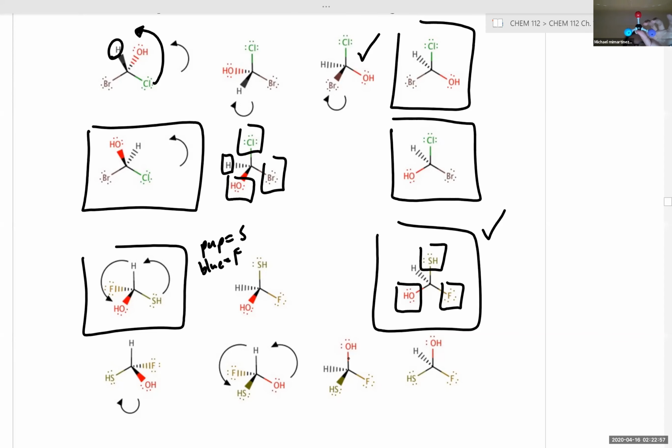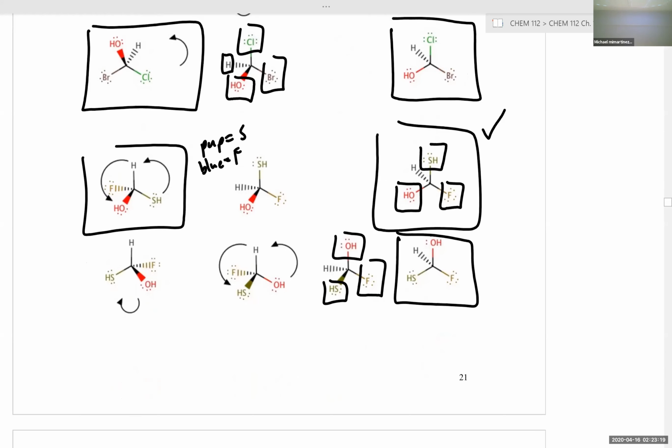So I see my OH is up top, my fluorine's on the right, and what group is pointing out of the page? What group is pointing out of the page in this case? What group's pointing out of the page? Sulfur, exactly right. There we go. Perfect.